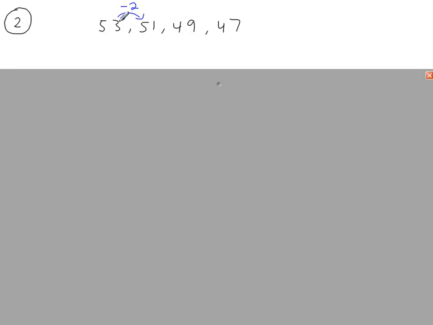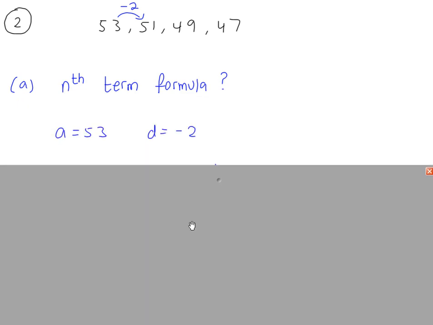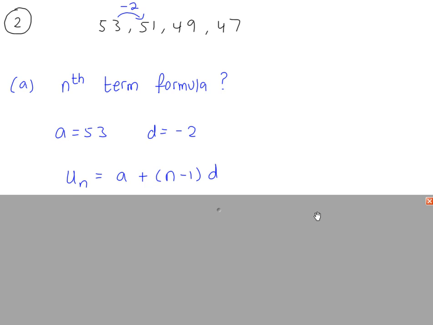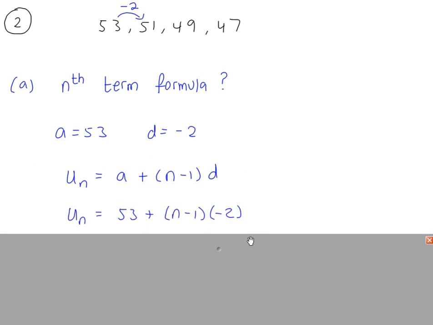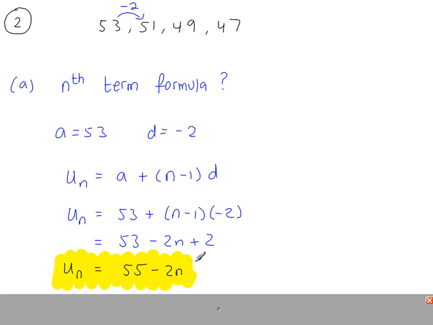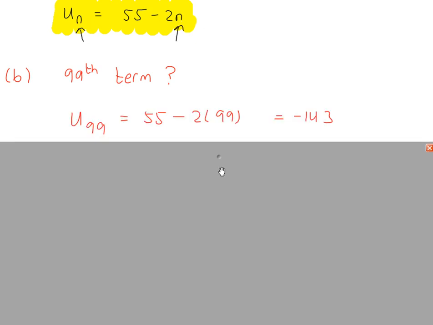Okay, second example. The first term is 53, and we can see the terms are decreasing. The common difference is -2. We summarize those values to work out the nth term formula. We substitute them into the general formula for arithmetic sequences and simplify, and here's our nth term formula. If we want the 99th term, so n is 99, we substitute that in and then simplify. It's -143.